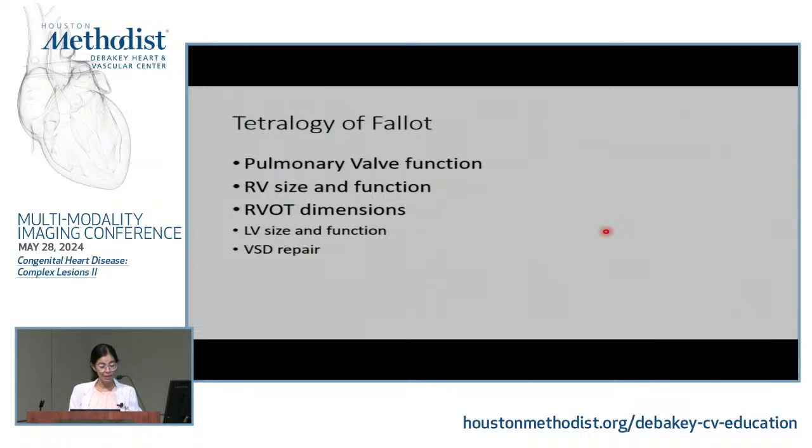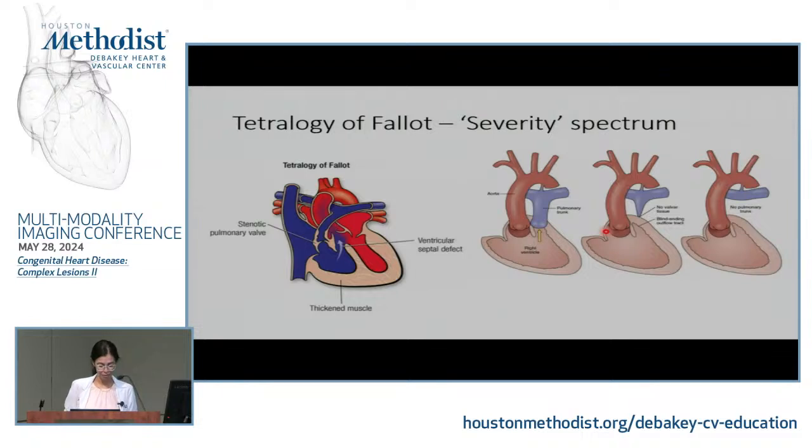Okay, we also look at LV size and function. As you know, when RV enlargement and dysfunction is significant, it will affect the LV. And more attention is being put into synchronization in this very dilated right ventricle. So CRT is being investigated heavily now by the ACHD EP enthusiasts. And then we look at the VSD. Yes, we look for residual VSDs. Very infrequent, but we do see them.